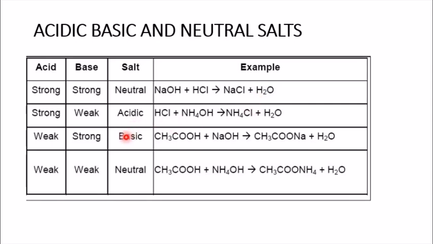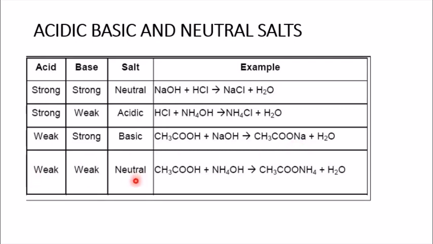Next is acidic salts. Now how are acidic salts formed? With a strong acid and a weak base. Here you will see HCl, a strong acid, and NH4OH, a weak base. When these two combine, we get an acidic salt, that is NH4Cl. Next is basic salt. A basic salt is formed with a combination of a weak acid and a strong base. Here CH3COOH, that is acetic acid, is a weak acid, and NaOH is a strong base. These two combine and we get CH3COONa, which is a basic salt.